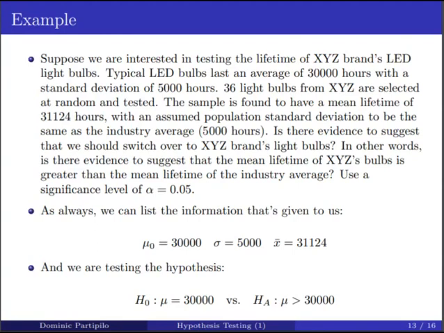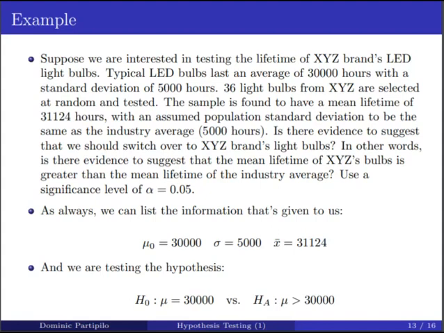As always, just like before, it's helpful to list out the information that's given to us. We have a hypothesized mean of 30,000. That's what we're going to test against. We have a population standard deviation of 5,000 because we assumed that it was going to be the industry average. And then we have a sample mean from XYZ's bulbs of 31,124.